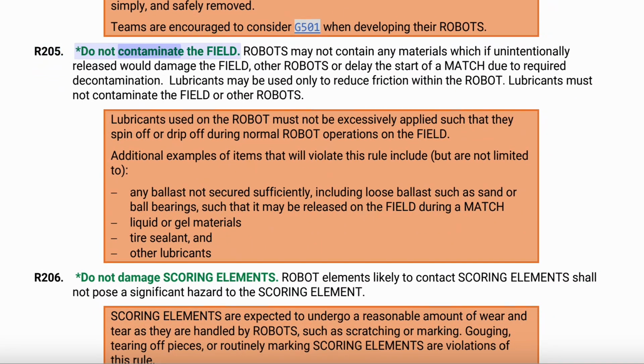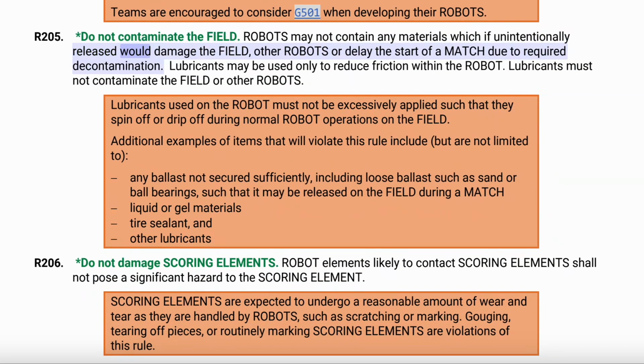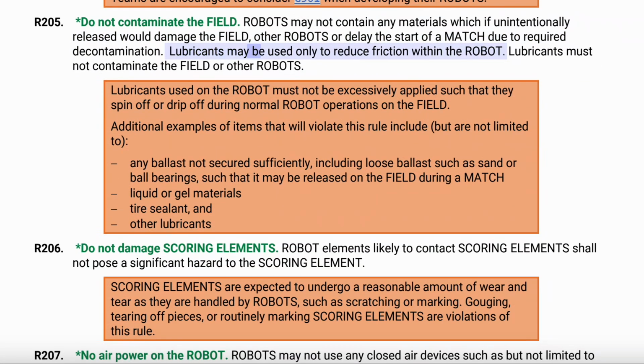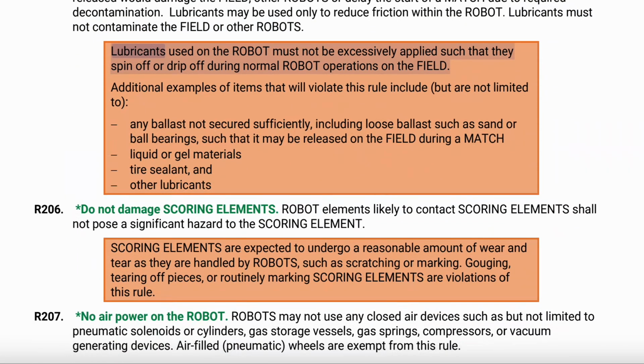R205. Do not contaminate the field. Robots may not contain any materials which, if unintentionally released, would damage the field, other robots, or delay the start of a match due to required decontamination. Lubricants may be used only to reduce friction within the robot. Lubricants must not contaminate the field or other robots. Lubricants used on the robot must not be excessively applied such that they spin off or drip off during normal robot operations on the field.